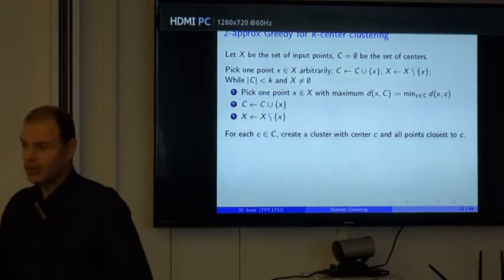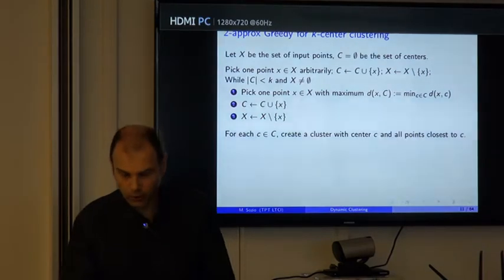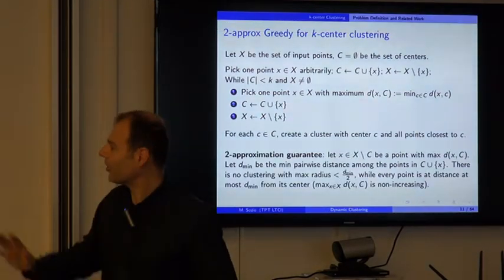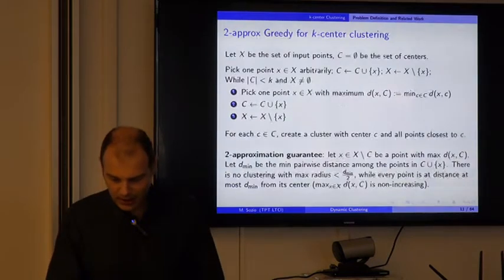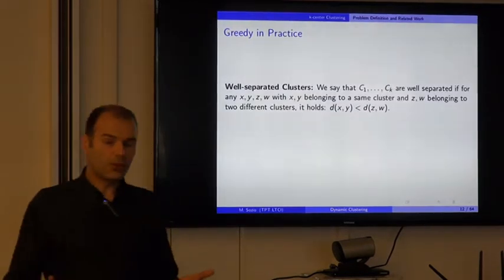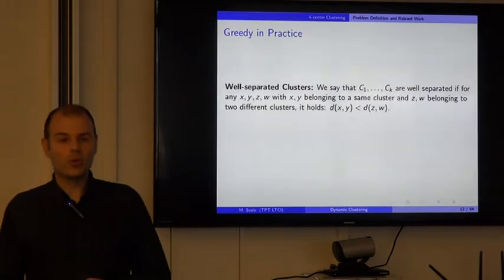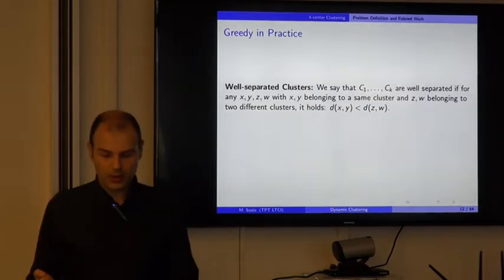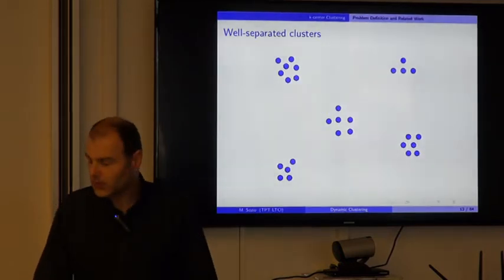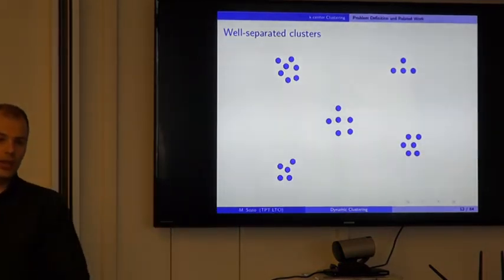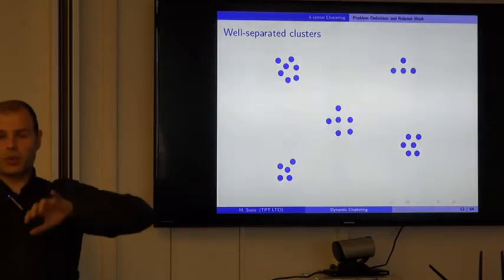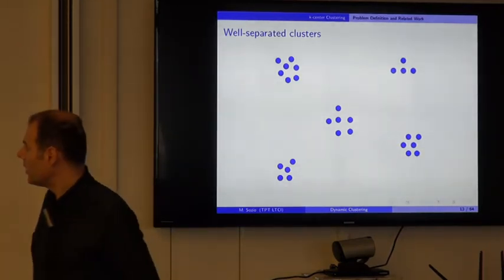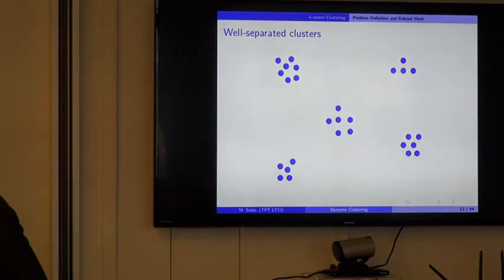However, I will show you why this algorithm is interesting from a practical point of view. I will not argue about the two-approximation guarantee. For me, one of the interesting things about this algorithm is that it can compute so-called well-separated clusters. These are clusters that look like this, and they are sufficiently spread apart. In particular, if you take the distance between two points in the same cluster and the distance between two points in different clusters, then the first distance is smaller than the other one.